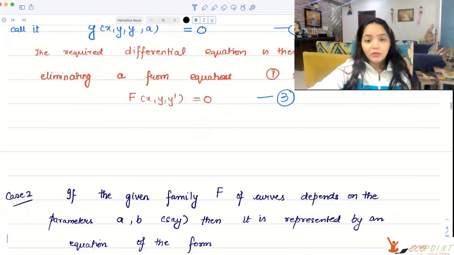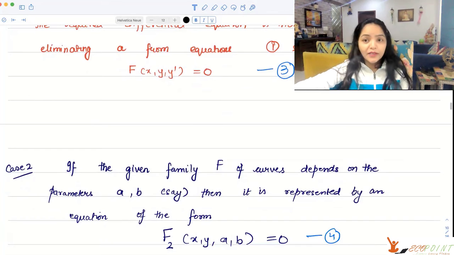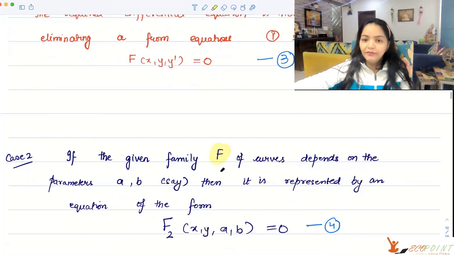In case you have two parameters, then perhaps you know that you cannot get two parameters with just one equation, right? You need two equations to solve for two parameters. So that is why you will have to differentiate twice. So if the given family of curves, say F, depends on two parameters, A and B, then it is represented by an equation of the form F(x, y, A, B) equals 0, right?